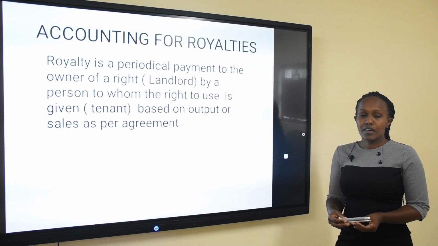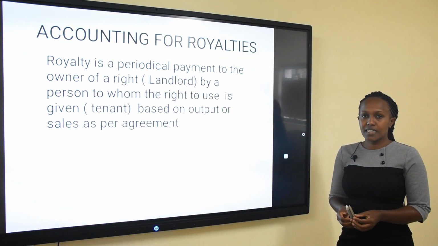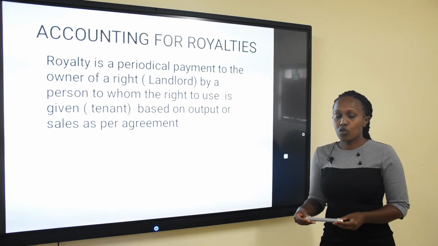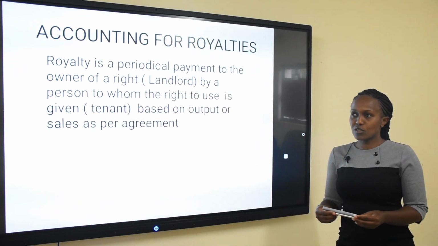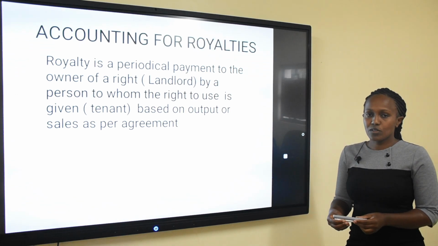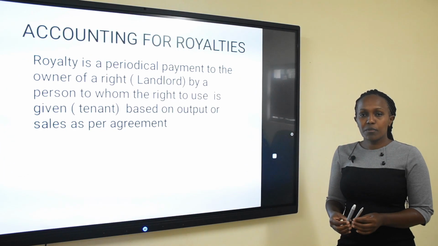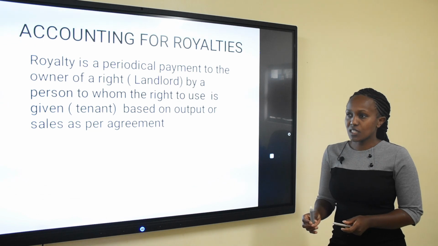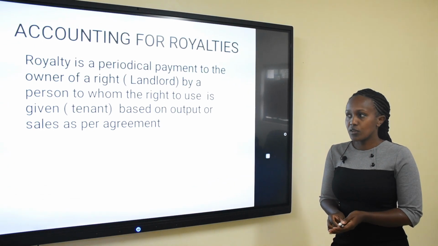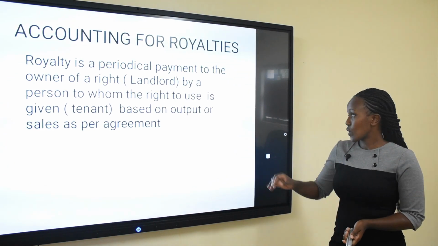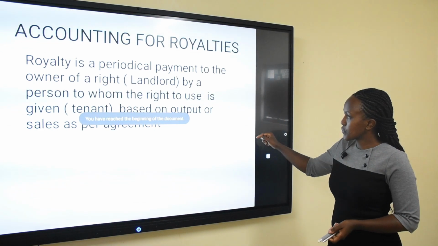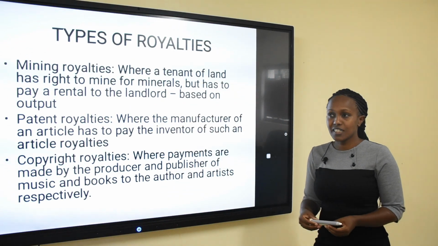So a landlord has a right to a certain asset, and gives permission to somebody else to use that right. That person to whom the right is given is called a tenant. And the royalty payable is either based on output or on the sales. Now, to explain this further, we can come to types of royalties.